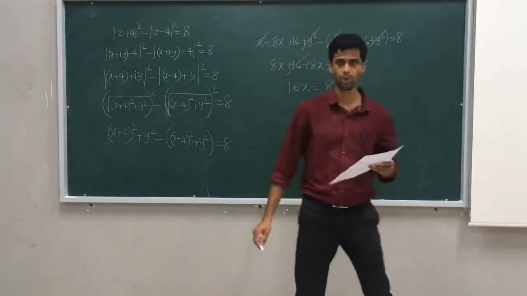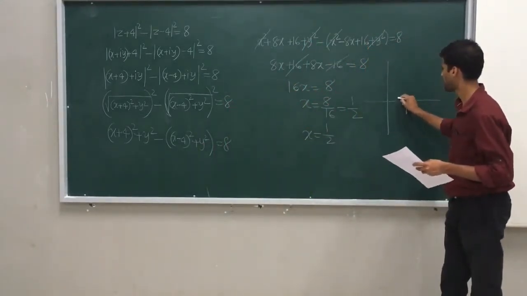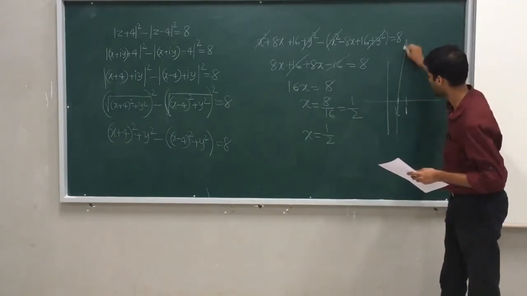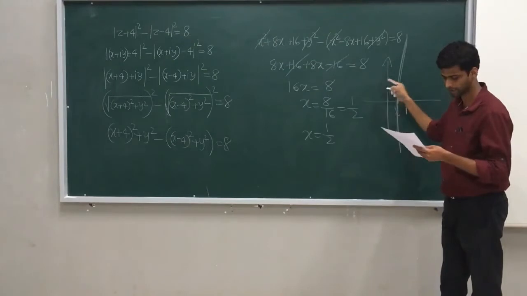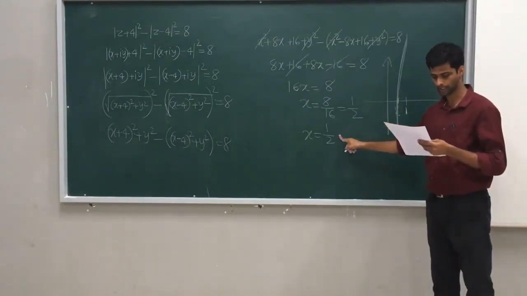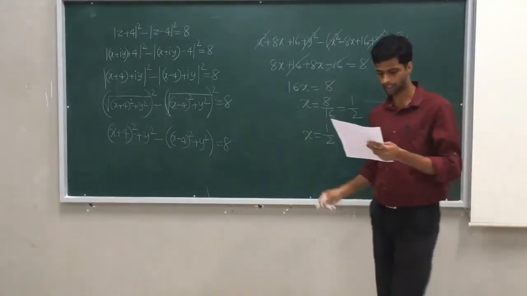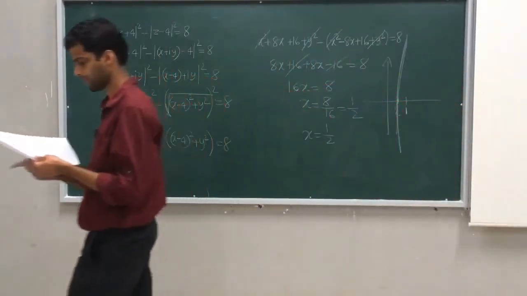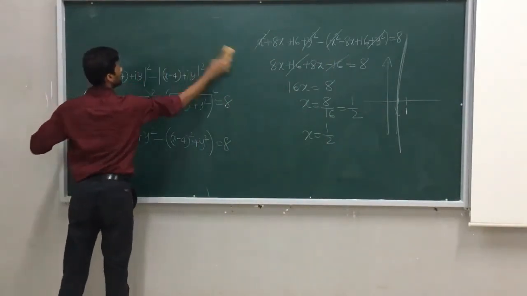So x equal to 1 by 2, which is half. If you draw a line, it's a line parallel to which axis? Y axis. Therefore, option B: it's a straight line x equal to 1 by 2, which is parallel to the y axis. Therefore, option B is the right answer for this particular question. So we will discuss the next question.